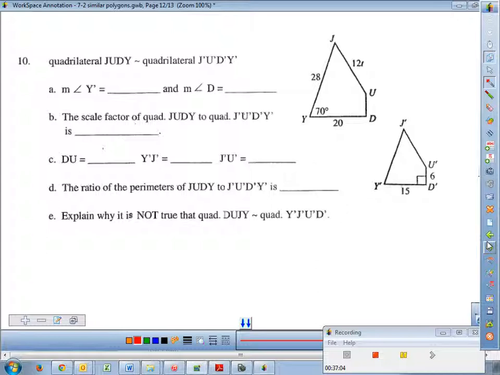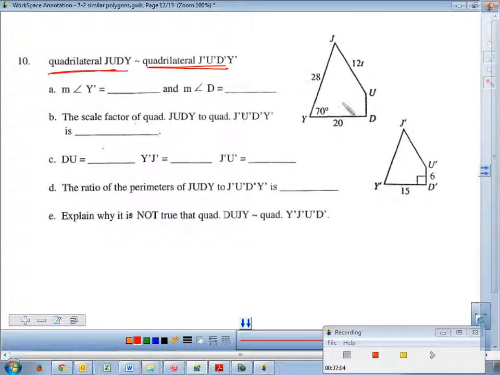Gets a little confusing on 10. See this? Are those similar to each other? Yes or no? See this? Are those two similar to each other? Yes or no? Yes. That's what I'd do next.